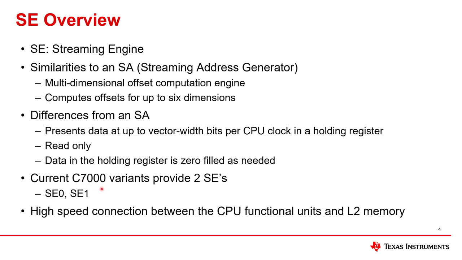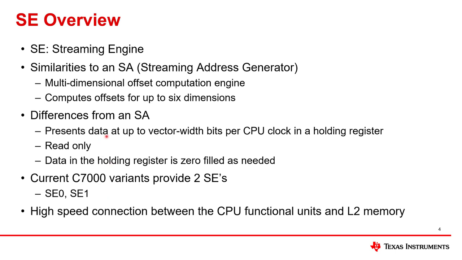Current C7000 variants provide 2 SEs, and they are called SE0 and SE1. A high-speed connection between the CPU, functional units, and L2 memory is a big part of why the SE was put in the system in the first place.